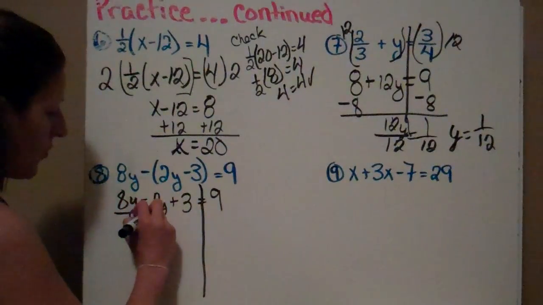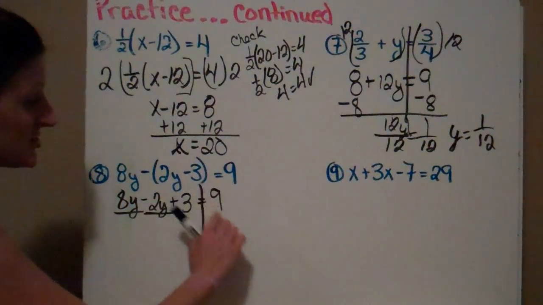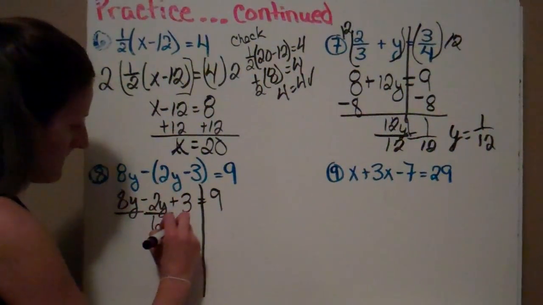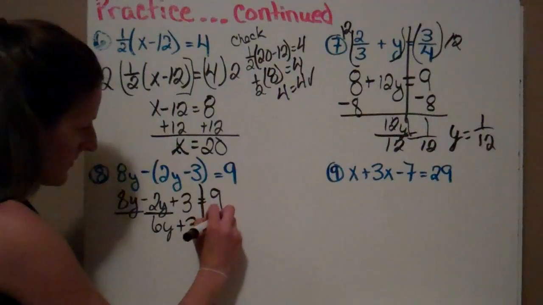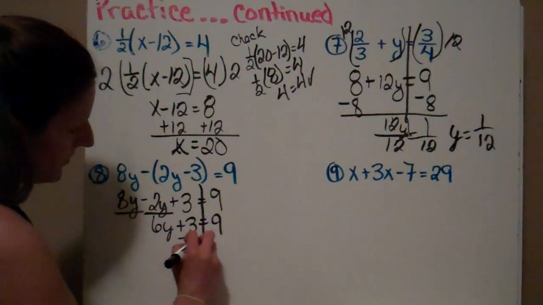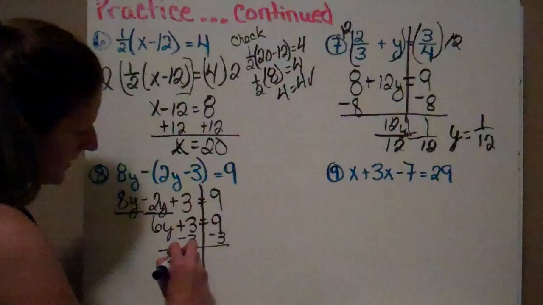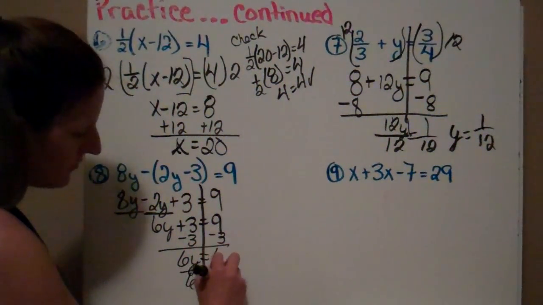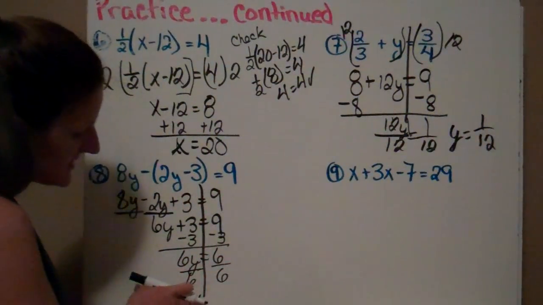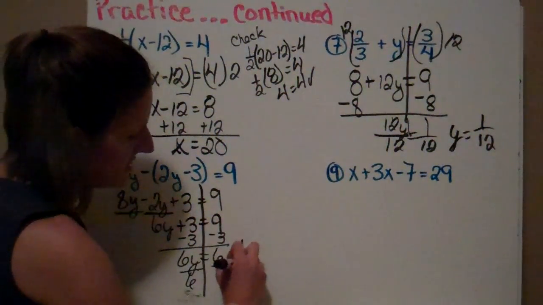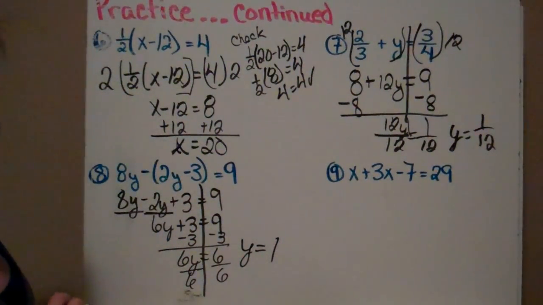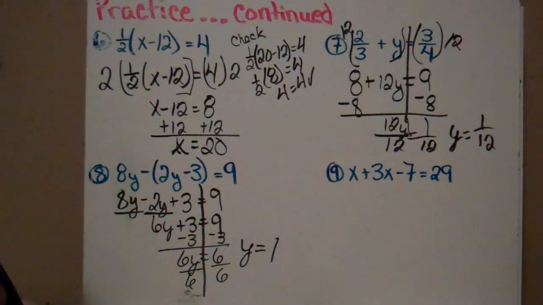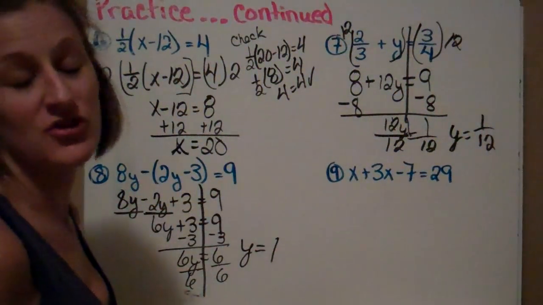Alright, now combine like terms. On this side I have 8y and 2y. That side I just have one term, so everything's good over here. 8y minus 2y is 6y. Now we need to subtract 3 from both sides to get 6y to equal 6, and divide each side by 6. And we all know that 6 divided by 6 is 1. So I'm going to write it over here so you guys can see y equals 1. Okay? All you need to do is plug it back in, and notice it will equal 9, and your answer is correct.